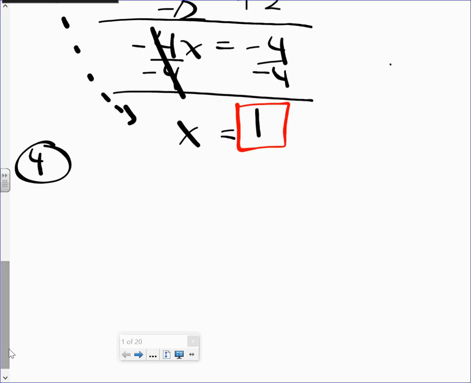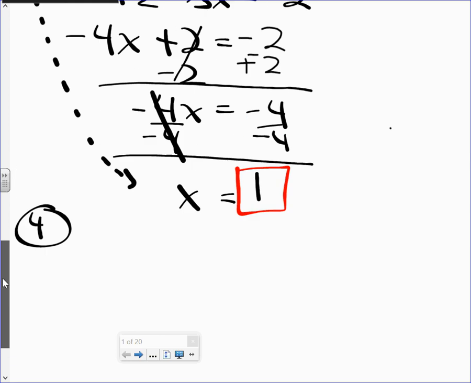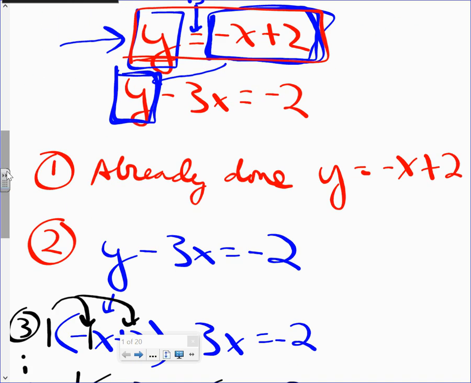So substitute this value from step 3 into the value from step 1. Look at step 1, the already done part. That was the first equation that was already solved for y.